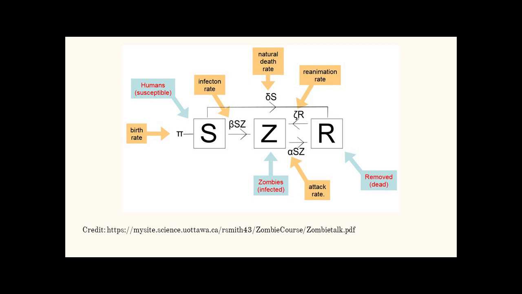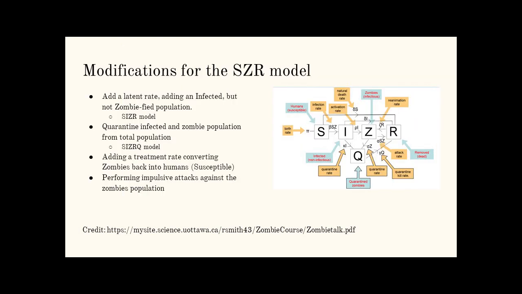In this diagram, we can see that there is a modified SZR model with vital dynamics. We can see that a reanimation rate is added between the Z and R population. Like the SIR model, we can further modify the SZR model to better fit the outbreak scenario. We can add a latent rate, which adds an infected but not zombified population. This is known as the SIZR model.